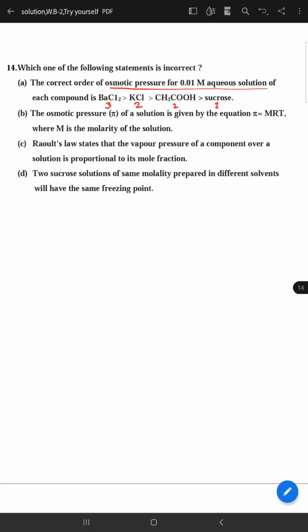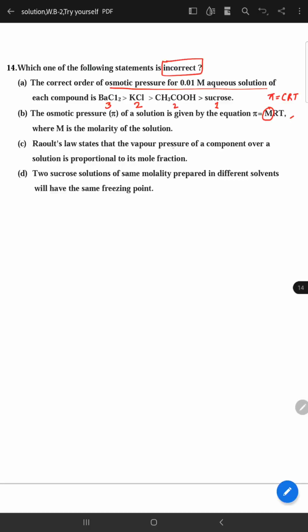So the osmotic pressure order is correct, but you have to identify the incorrect statement. Therefore you cannot take option A. Second option: osmotic pressure of a solution is given by pi is equal to mRT. Here m is molarity, and molarity is nothing but concentration. Therefore you can write the same equation as pi is equal to CRT. That we have discussed in theory class. So this is also a correct statement. But you have to identify the incorrect one, remember.